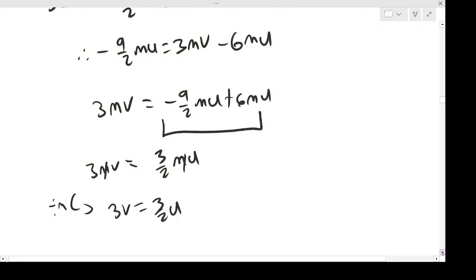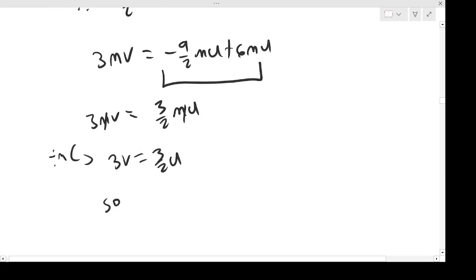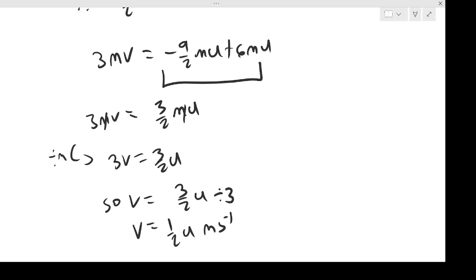Then I can get v on its own, right? If I divide by 3, I get v to be, so 3/2 divided by 3, I get a half, so a half u. And that is my speed afterwards, okay? Again, it's not a number per se, it's in terms of u, but that is my expression for the speed, okay? And so there we are.